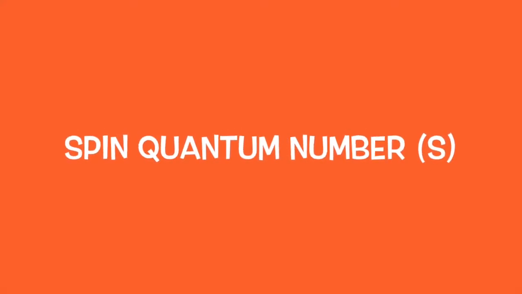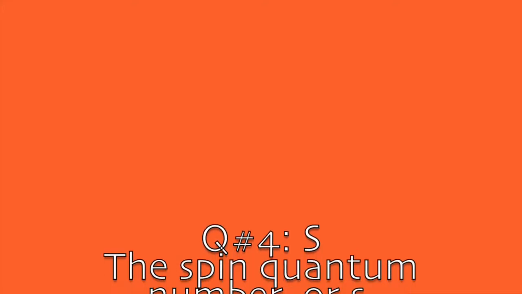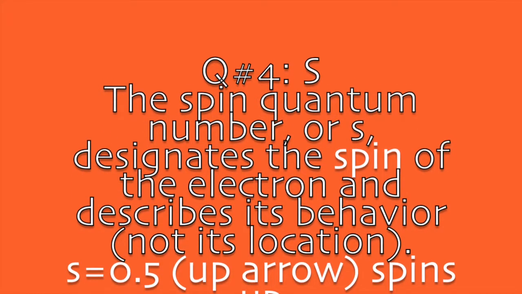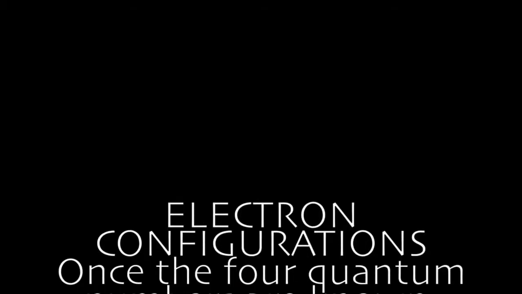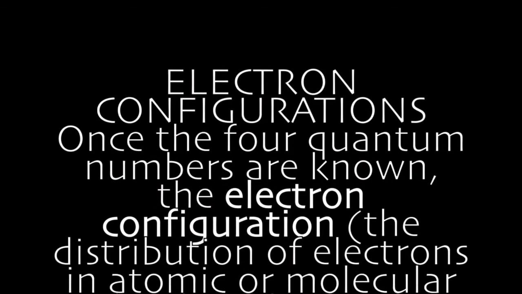Spin quantum number, S. The spin quantum number designates the spin of the electron and describes its behavior, not its location, either up or down. Once the 4 quantum numbers are known, the electron configuration is known.